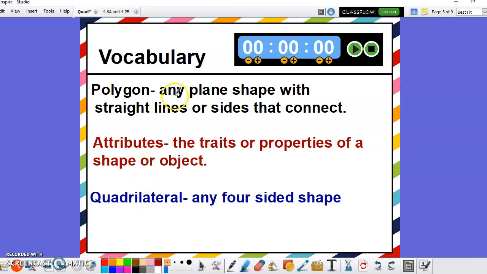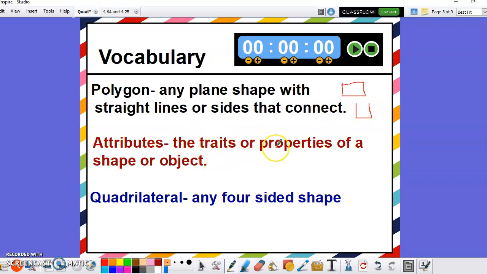Well, first of all, a polygon is any plane shape with straight lines or sides that connect. So that can be any shape as long as it has straight lines and those lines connect. So this is an example of a polygon. Now, I know my lines are not exactly straight, but I'm doing pretty good for using the mouse pad. But this is not a polygon because it does not connect.